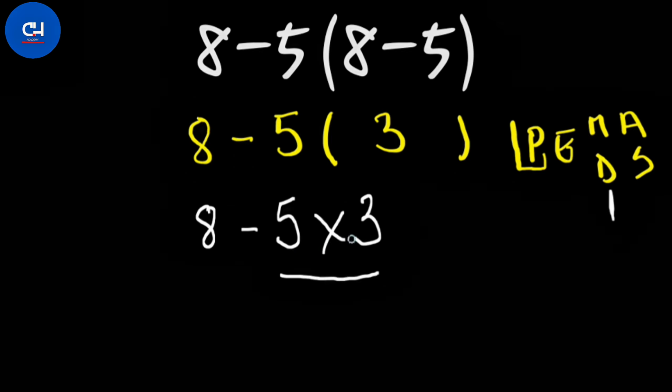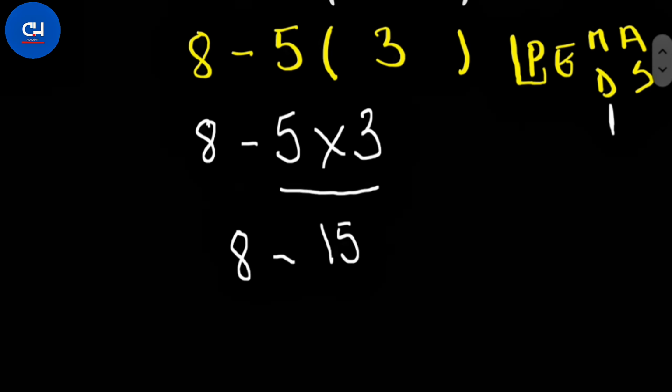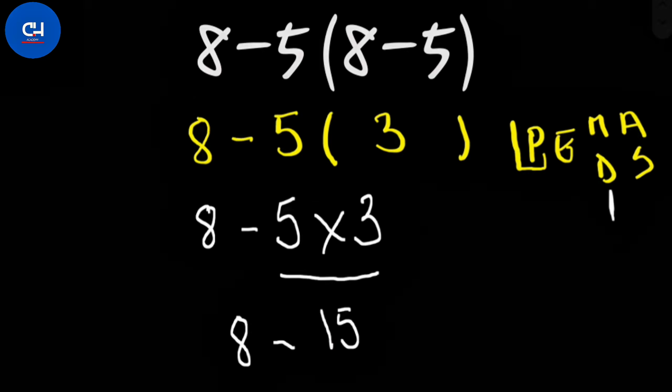5 multiplied by 3 is equal to 15. So finally we have here 8 minus 15, and this is simply equal to -7. So this is how you have to solve this math problem. The final answer is -7.